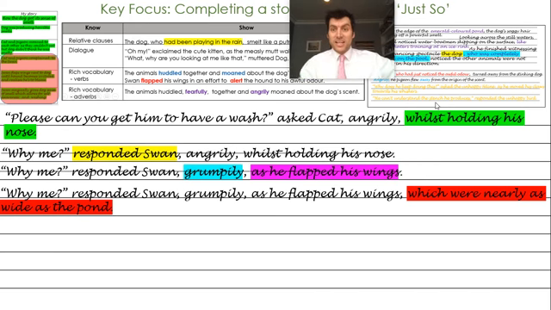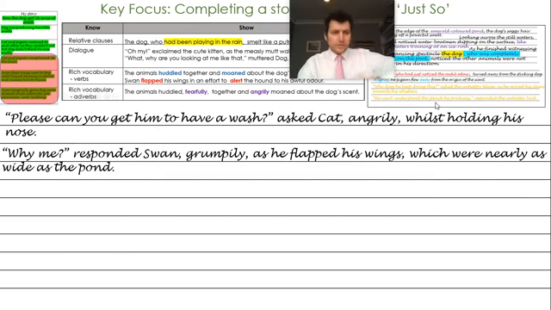Okay, so I've got the idea. I'm describing those wings. They're not little titchy wings. They're not little tiddlers that a robin might have. They're huge wings, which might be why the swan is a character who can magically make something emerge, make something happen. If I was a character that didn't have such big, flat, happy wings, maybe I wouldn't be able to do that as well. "Why me?" responded Swan grumpily as he flapped his wings, which were nearly as wide as the pond.